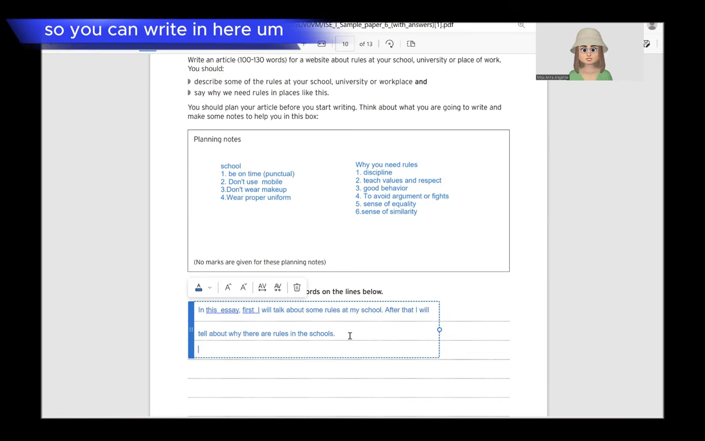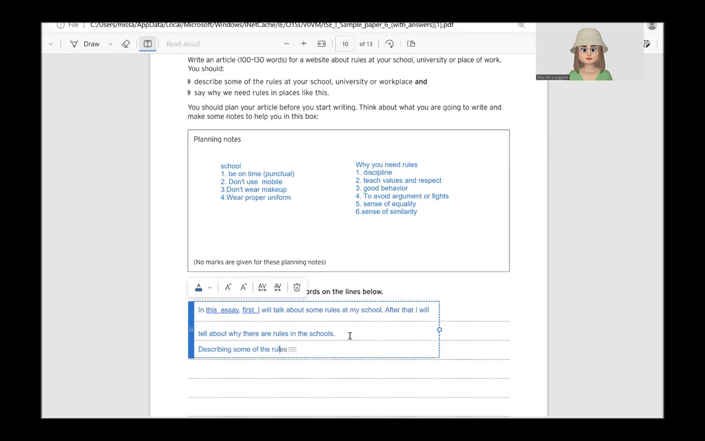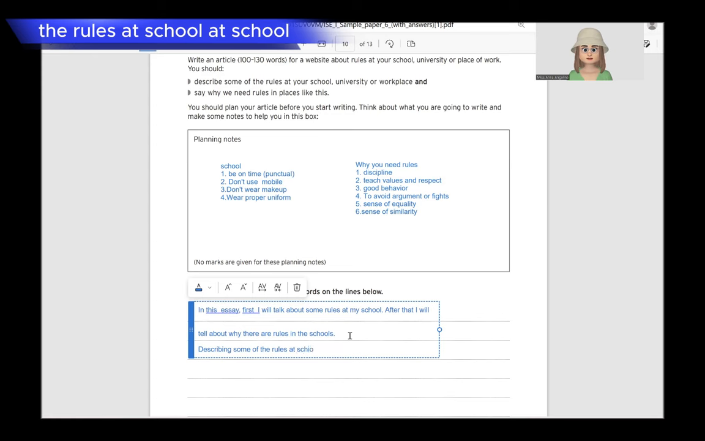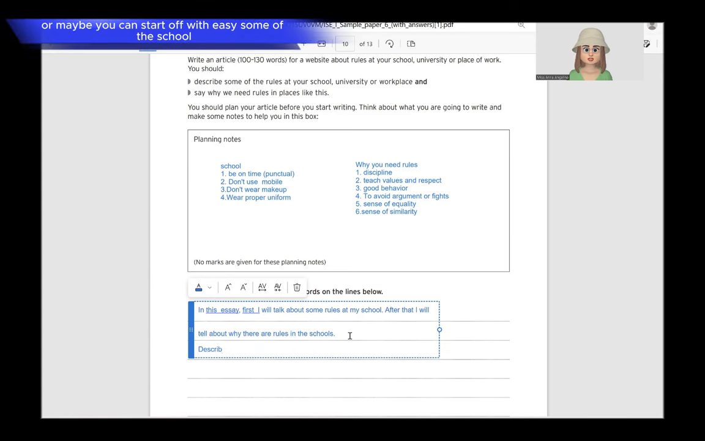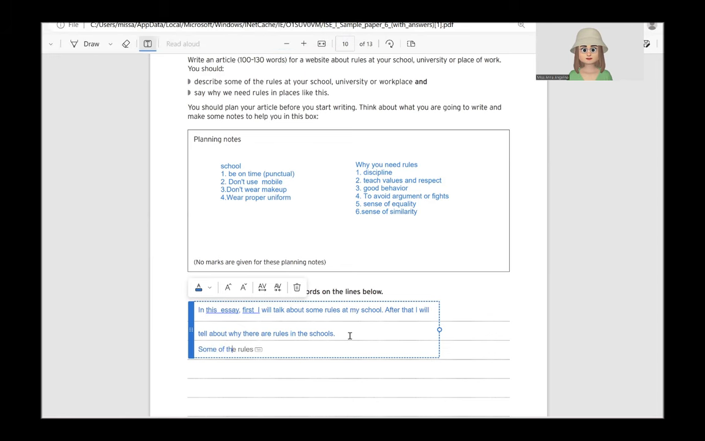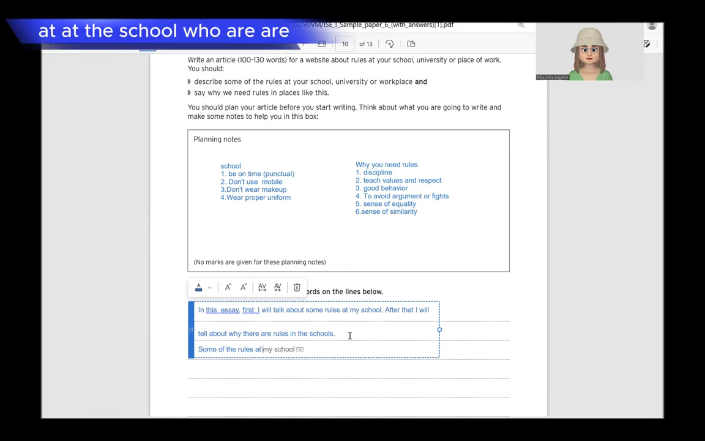So you can write in here. First I'd like to describing some of the rules at school. How will you say? Describing some of the rules at school. Or Nidhi, you can start off with easy. Some of the rules at school are, as I always tell you, that use these semicolons there. This means that next is the example you're going to give.